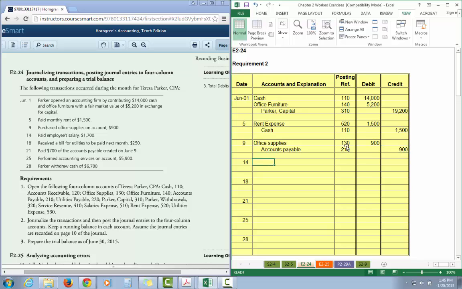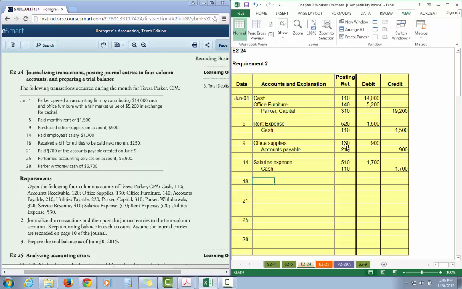Now on June 14th, it said we paid employees salaries $1,700. Well, salaries are an expense. So we have salaries expense. It's account 510. It's $1,700 and we're paying it. So cash is leaving the company. Cash is leaving the business.